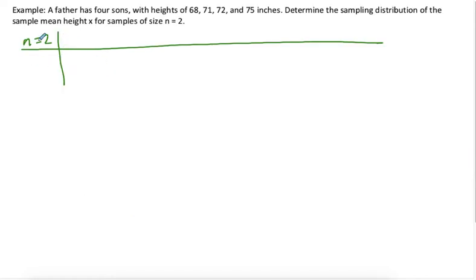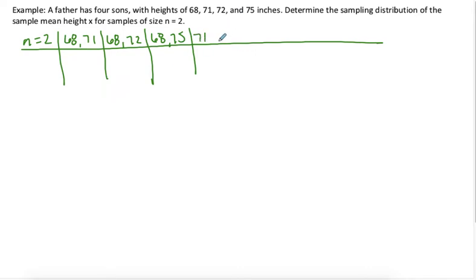When I'm looking for my samples of 2 here, I'm going to have 68 with 71. That's going to be first son and second son. I'm going to have 68 with 72, first son, third son. 68 with 75, first son, fourth son. And again, I don't know the birth order. They've just put it in order from heights. Maybe this was first to second, third, fourth. I don't know the birth order.